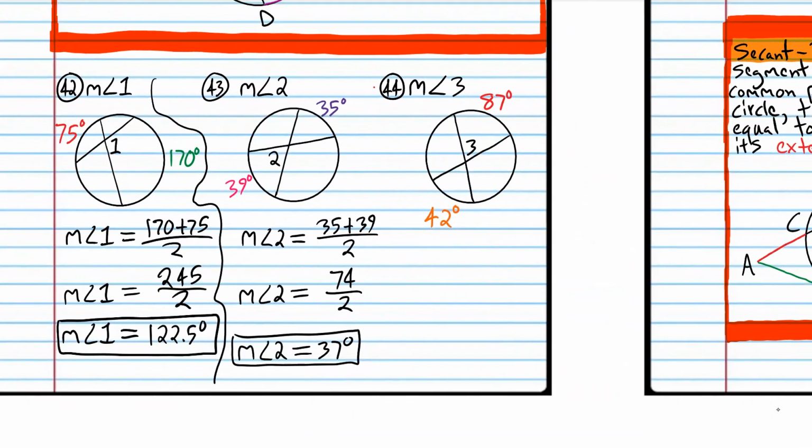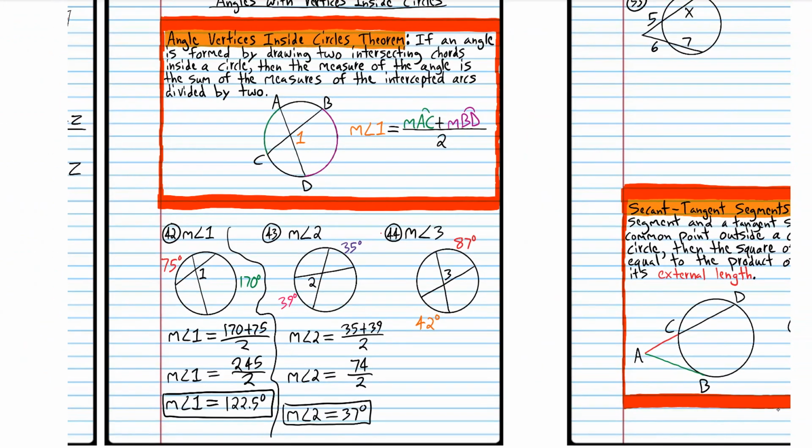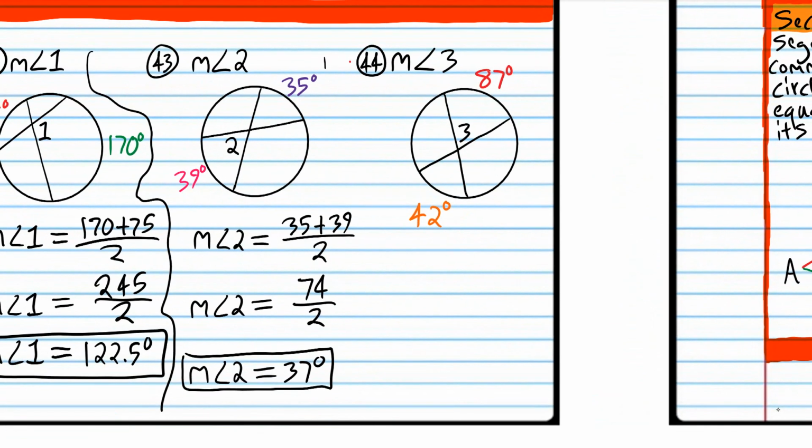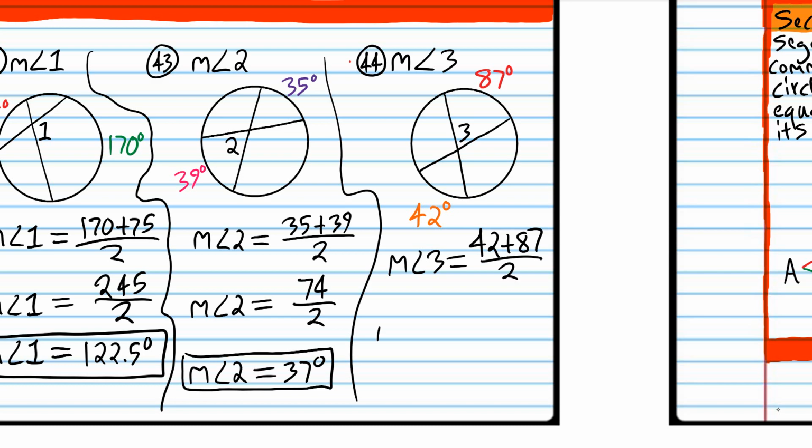And so now it's time for you to try. I'm going to leave that whole theorem in the window there. Try number 44, and when you come back, we'll do it together. All right, we're back. The measure of angle 3 is equal to 42 plus 87 divided by 2. And 42 plus 87 is 129. Divided by 2 is 64.5.